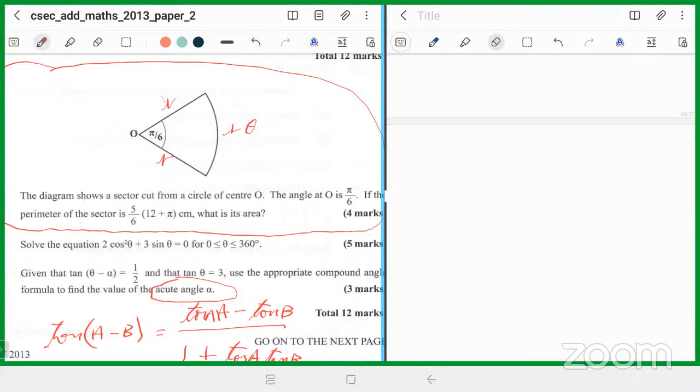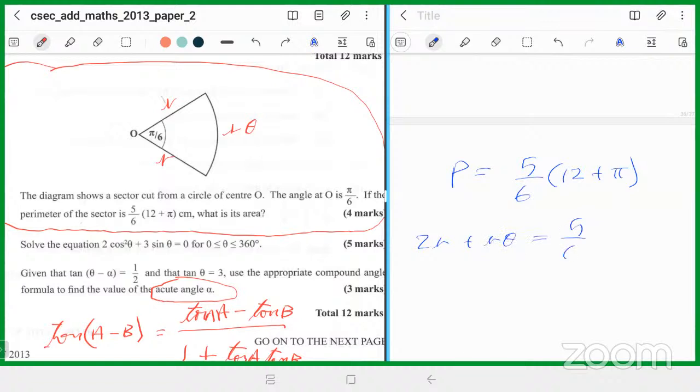That is the perimeter, and they're telling us that the perimeter is equal to this. So basically, we are given that the perimeter is 5/6 of (12 plus pi). But in reality, the perimeter is 2r plus r theta. That is equal to 5/6 into (12 plus pi), and this theta is pi by 6.